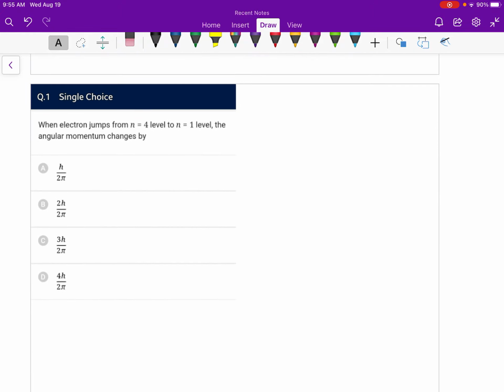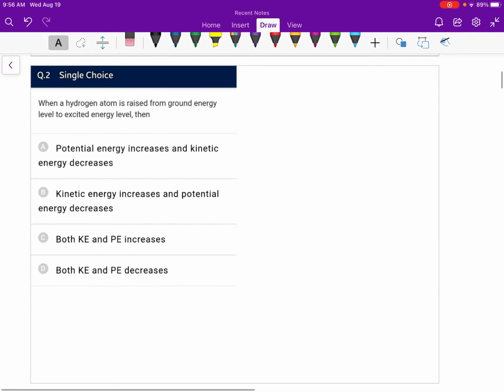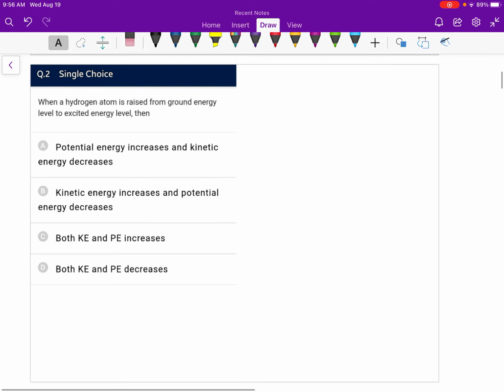When an electron jumps from n equals 4 to n equals 1 level, the angular momentum changes by delta L, which is (n2 minus n1) into h by 2 pi. n2 is 4, n1 is 1, so 4 minus 1 into h by 2 pi, that is 3h by 2 pi. So C is the correct option. When a hydrogen atom is raised from ground level to an excited energy level, total energy increases, potential energy increases, and kinetic energy decreases.